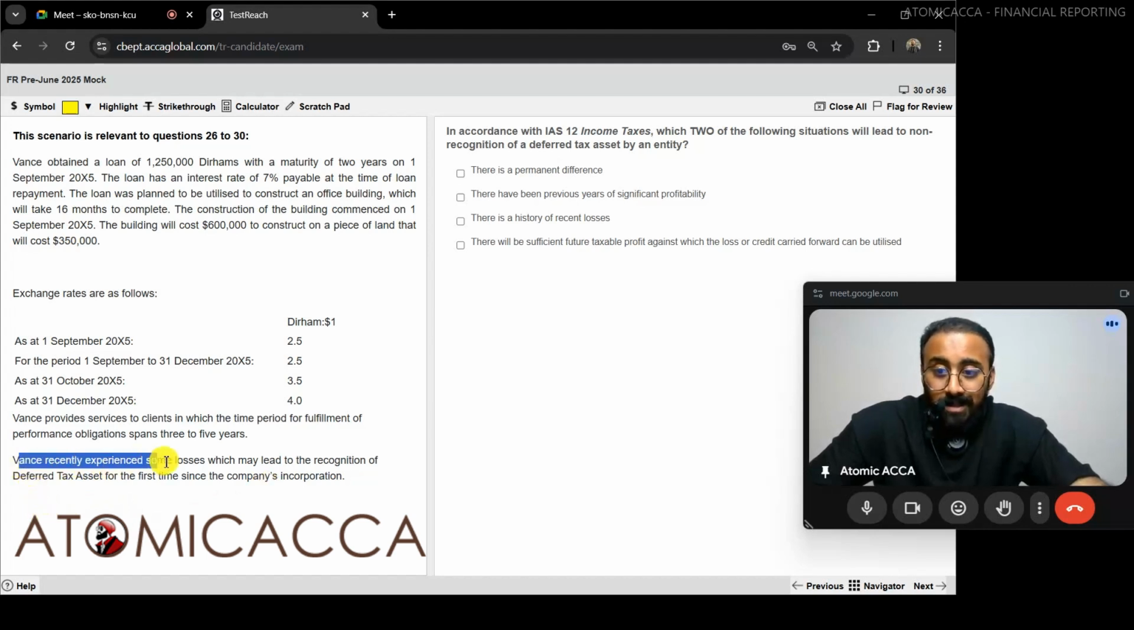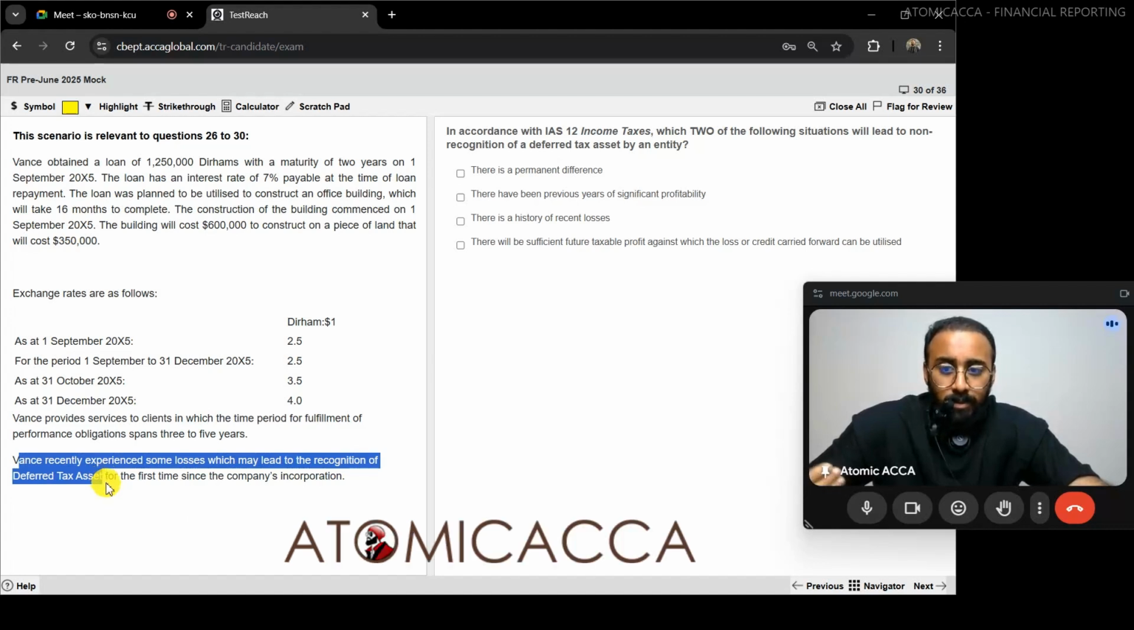The first says the company recently experienced some losses, which may lead to a deferred tax asset. Hope you are aware of the concept of carry forward of tax losses. When you carry forward tax losses, you have a deferred tax asset that you're creating, which you will utilize in the future. Now, we have to find out what will lead to non-recognition. So that will not happen.